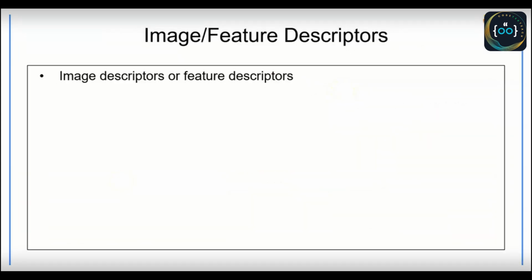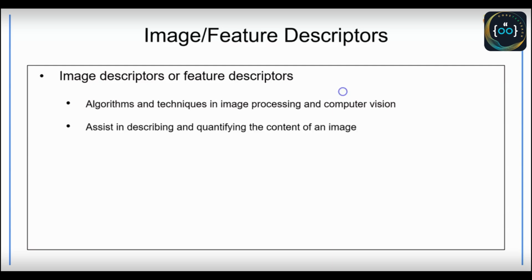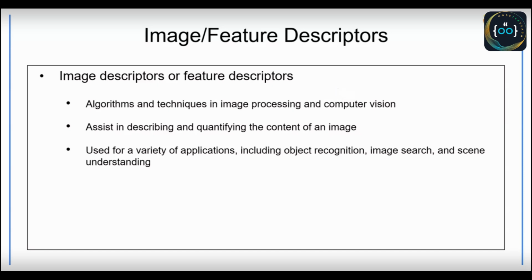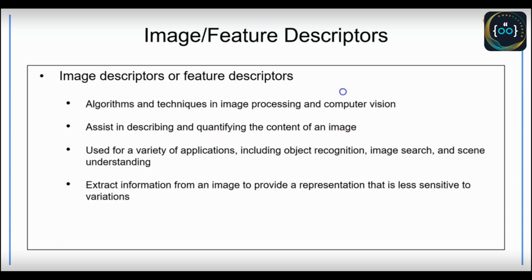Image descriptors, also known as feature descriptors, are algorithms and techniques in image processing and computer vision that assist in describing and quantifying the content of an image. These descriptors are used for a variety of applications, including object recognition, image search, and scene understanding.